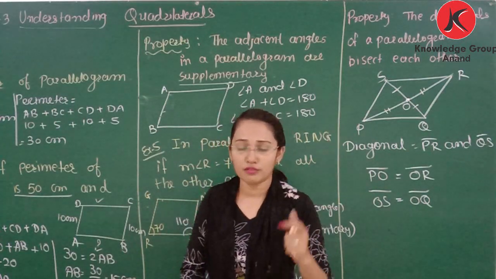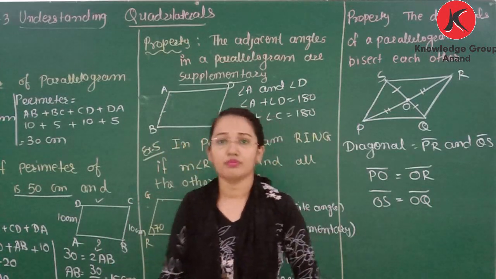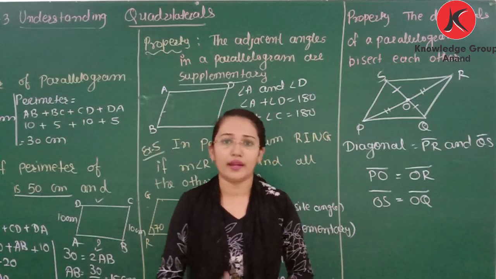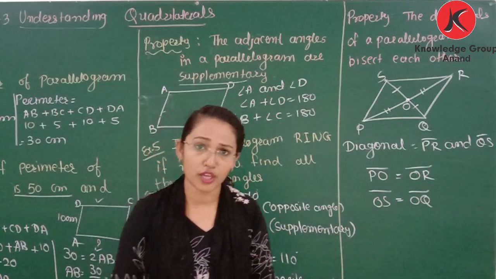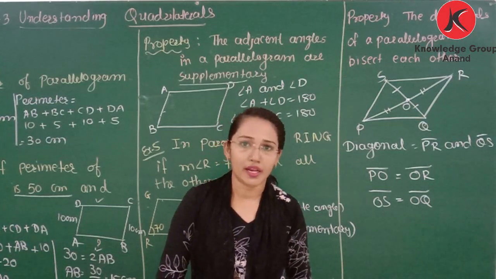So the diagonal of a parallelogram is divided into two equal parts, or you can write bisect each other. So what have we learned? We learned the properties: opposite sides are the same, opposite angles are the same, adjacent angles are supplementary, and diagonals bisect each other. Okay, you need to remember these four properties to solve examples on parallelograms.